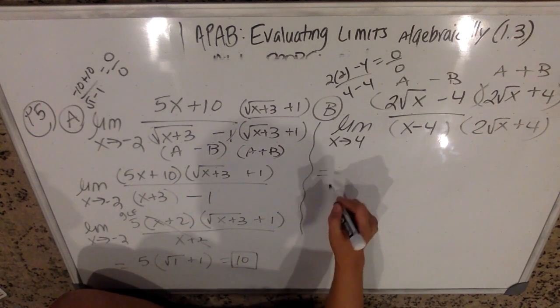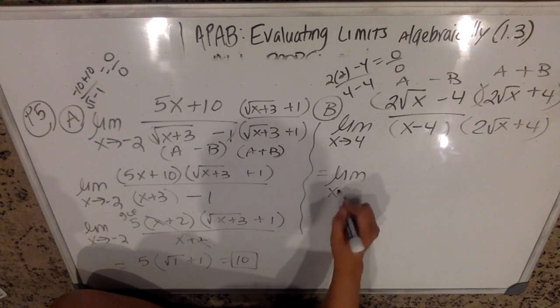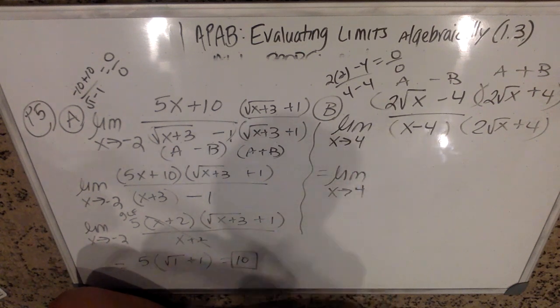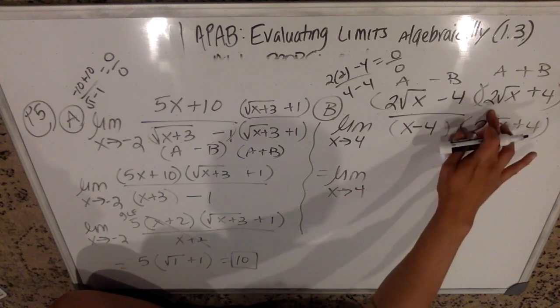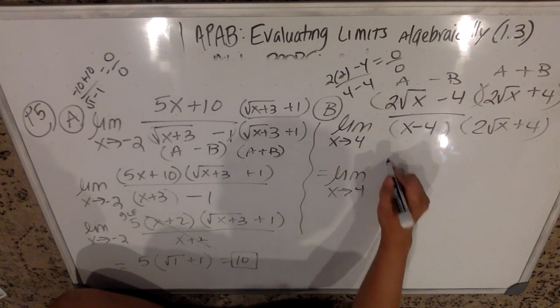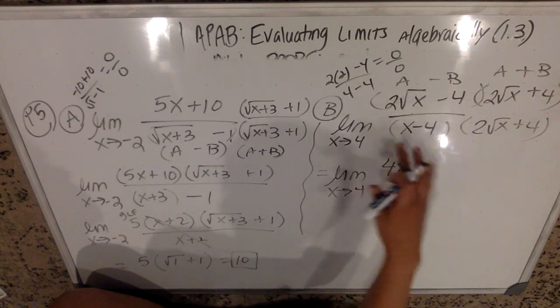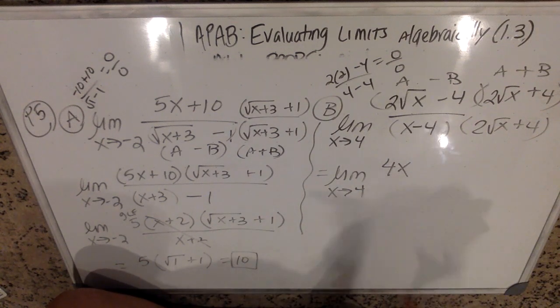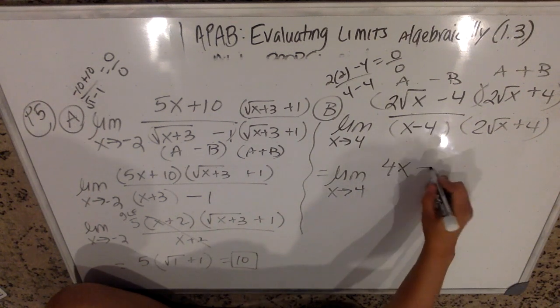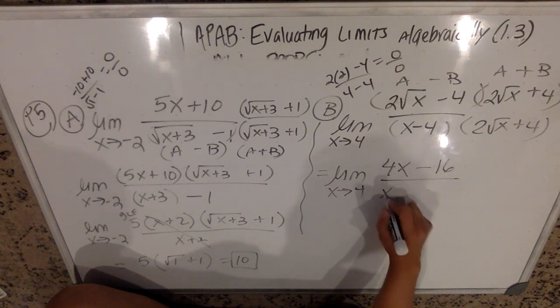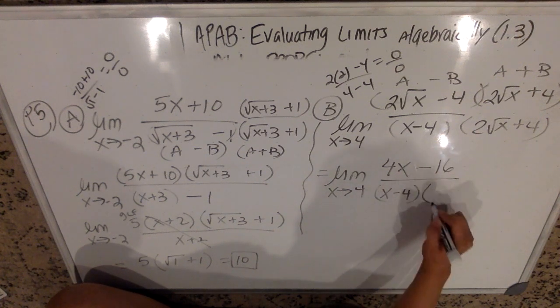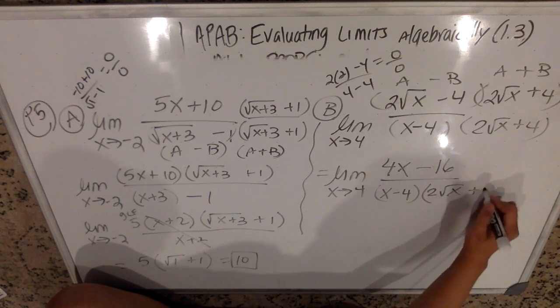I'm going to FOIL the root floor, which in this case is the one on the top, right? So when I FOIL them, I'm going to get 2 root x times 2 root x, which is a 4x. Outer and inner will cancel. They'll both be an 8 root x, but one is positive and one is negative. And then I'm going to get a minus 16. On the bottom, I get an x minus 4 times this ugly 2 root x plus 4.